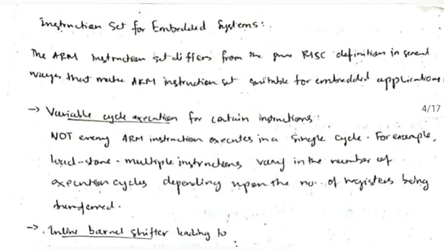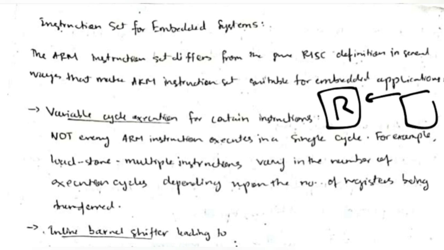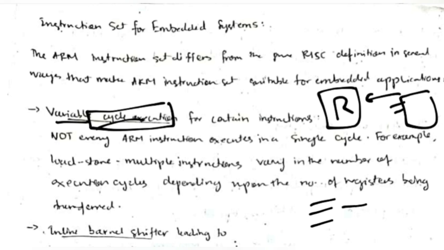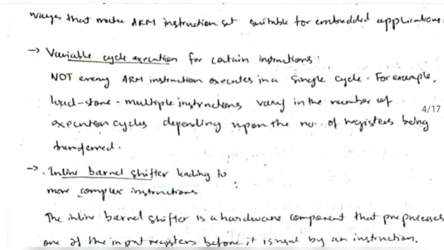See, in the RISC philosophy, instructions are executed in a single cycle, okay, but in ARM design philosophy variable cycle execution is there, meaning it's not that all the instructions will be executed in a single cycle; some instructions will take multiple cycles also, okay. So that's the first difference.